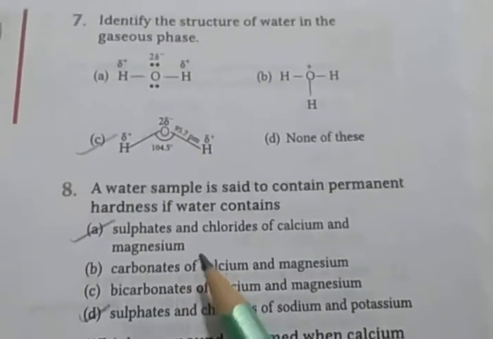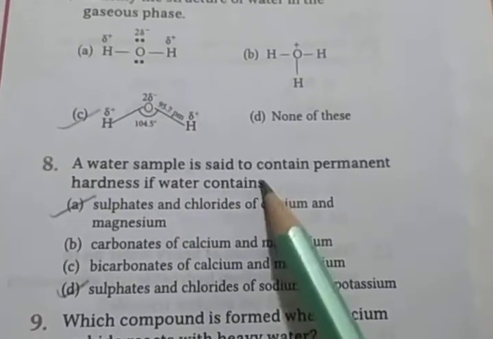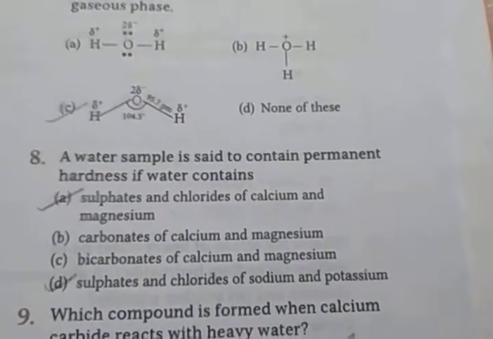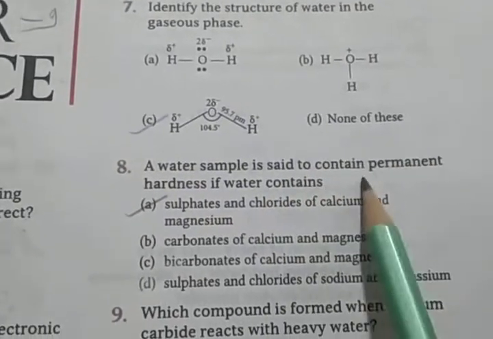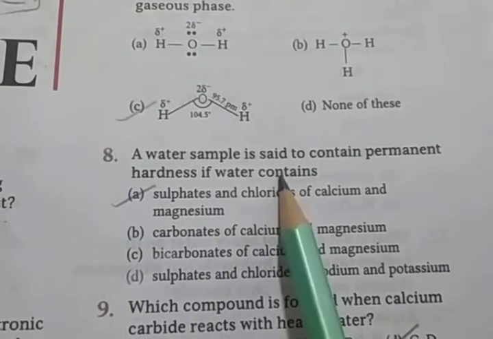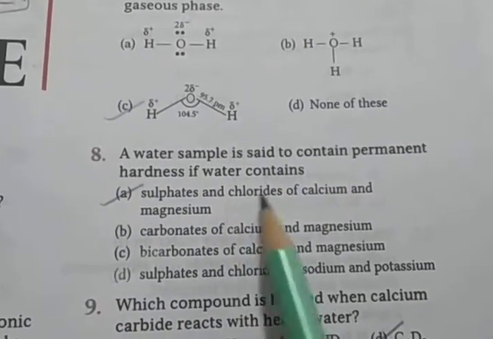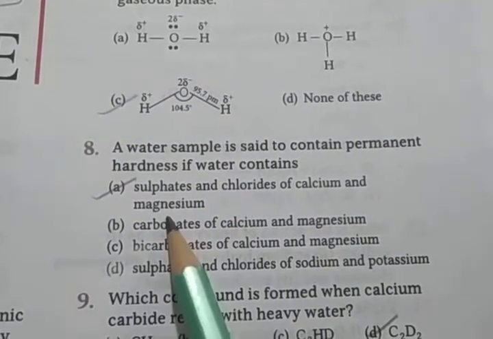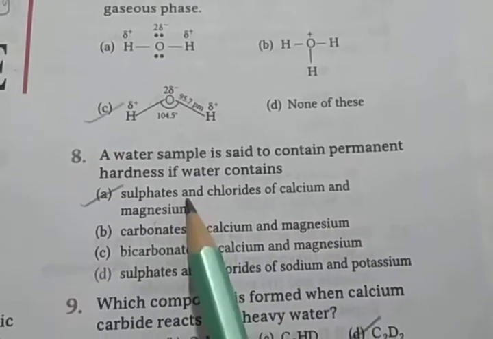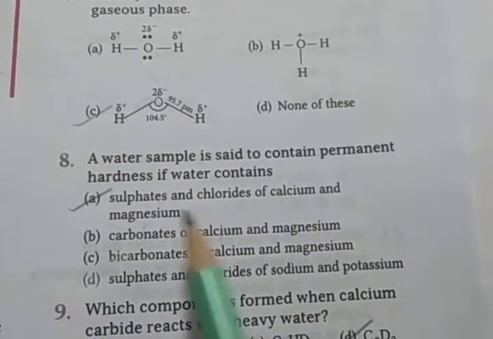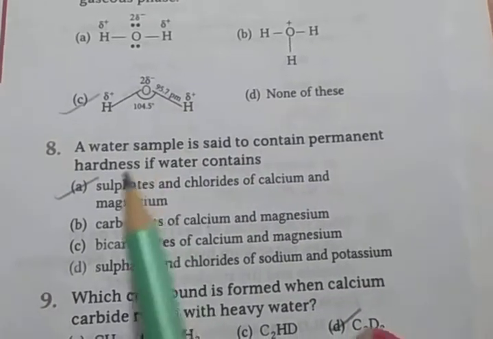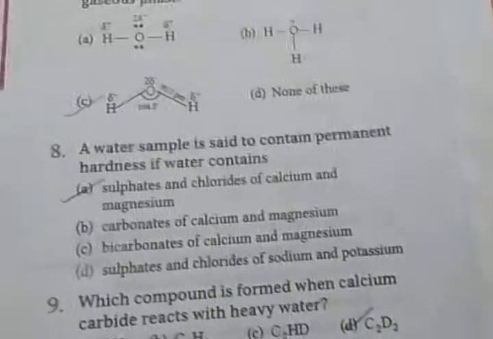Then question number 8. A water sample is said to contain permanent hardness if water contains sulfates and chlorides of calcium and magnesium. Okay, permanent hardness is due to the sulfates and chlorides of calcium and magnesium. So option A is the answer.